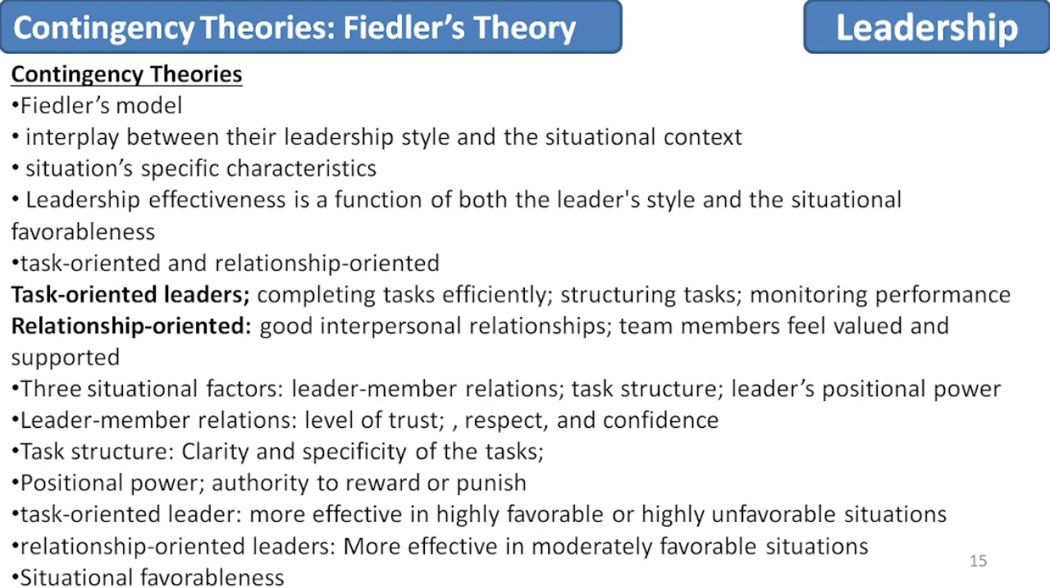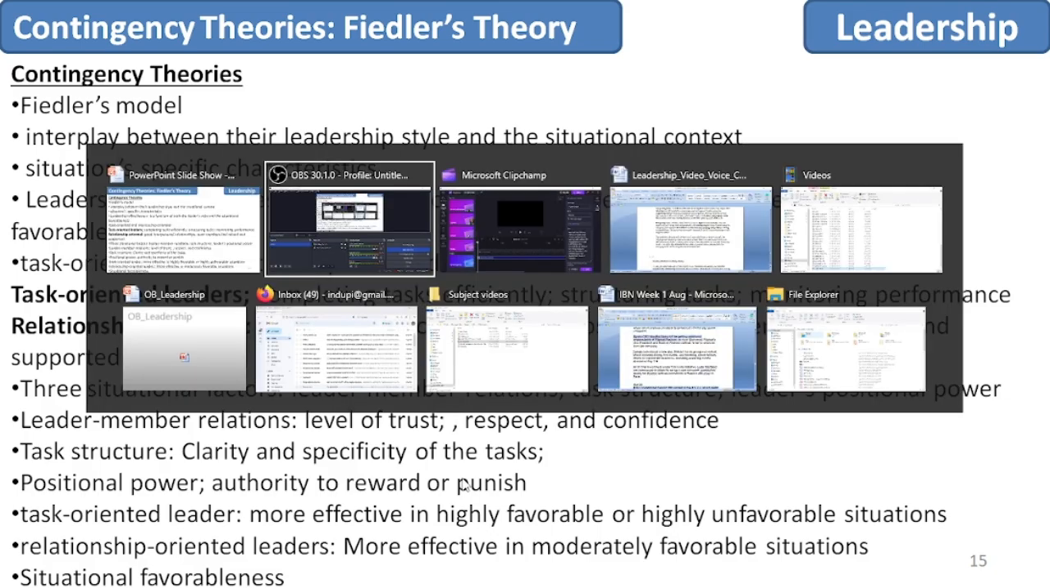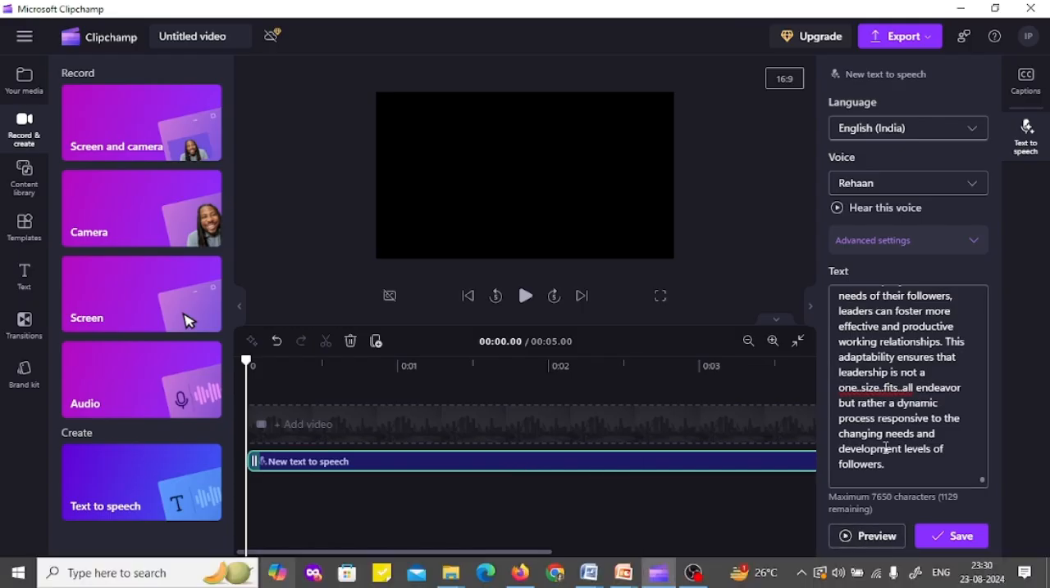At the heart of Fiedler's model is the premise that leadership effectiveness is a function of both the leader's style and the situational favorableness. Fiedler identified two primary leadership styles through the least preferred coworker, LPC, scale. Task-oriented and relationship-oriented.